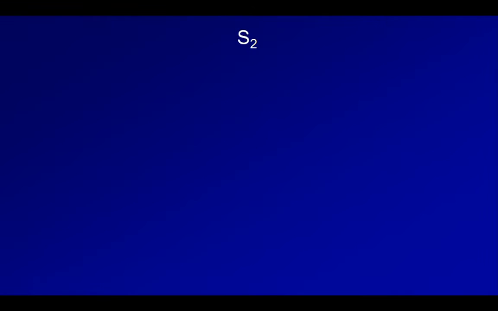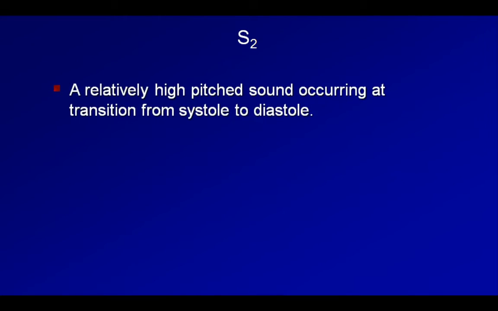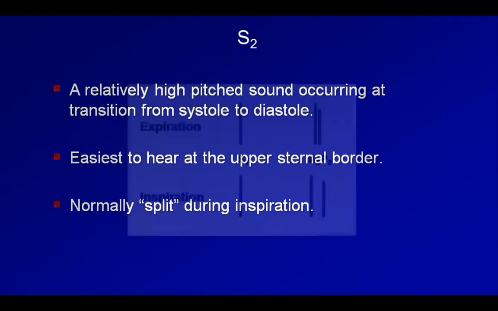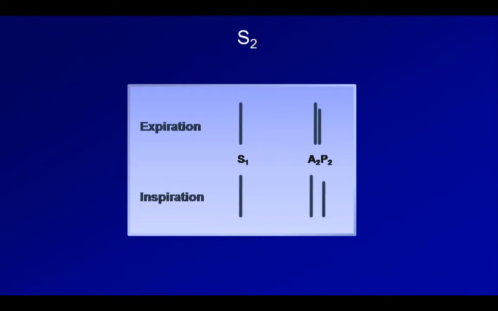Let's now talk about S2. To remind you, S2 is a relatively high-pitched sound occurring at the transition from systole to diastole. It is easiest to hear at the upper sternal border, and it is normally split during inspiration. This means that the contributions to S2 from the aortic and pulmonic valves are not simultaneous. Here is a schematic of the normal heart sounds, including the splitting of S2 during inspiration.